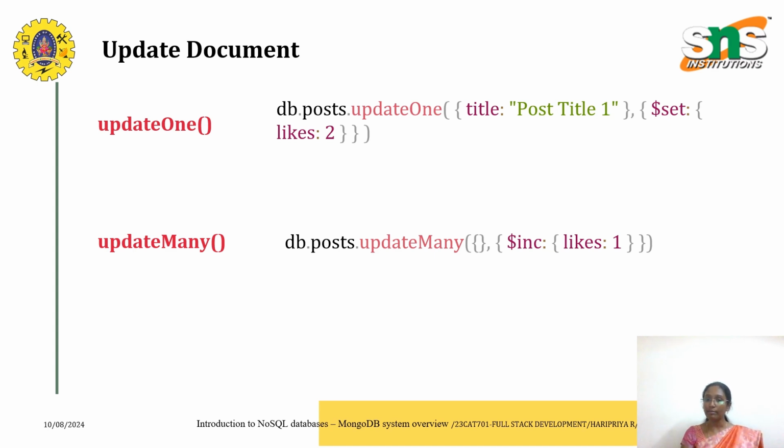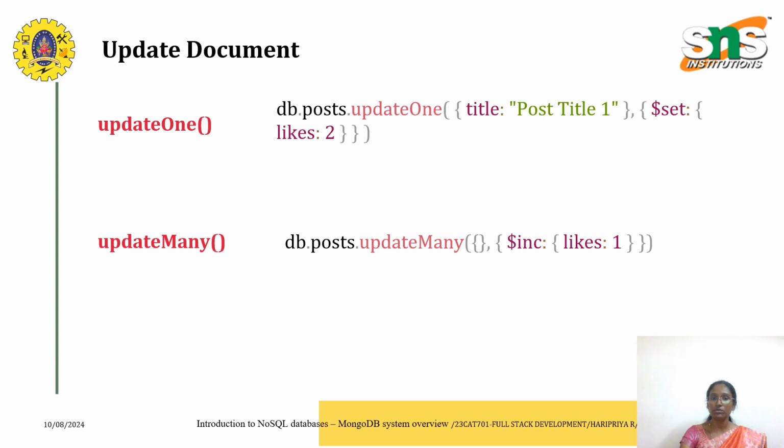So in update document, I'll be giving Haripriya R. So this is the last name, this is the first name. These are the things that will be different between the insert and update. Clear? So now we are updating, the update one and update many also.